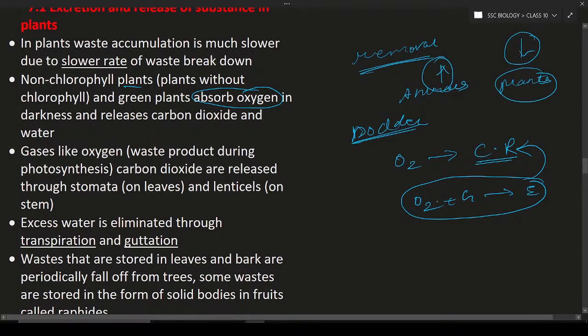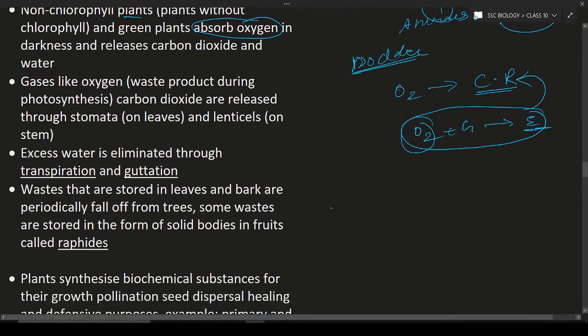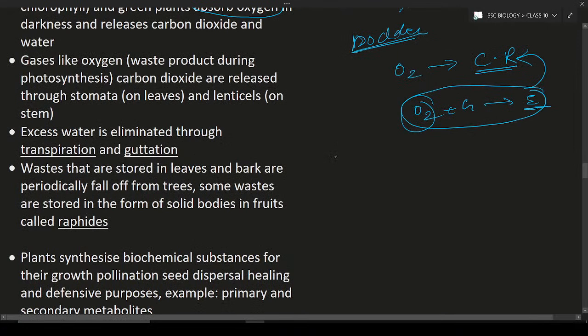Here the plants are also going to absorb oxygen from the atmosphere for the breakdown of glucose to produce energy. This is cellular respiration in the plant. So here gases like oxygen are going to be absorbed by the plants through the stomata. If you see the leaves, the leaves have the stomata.